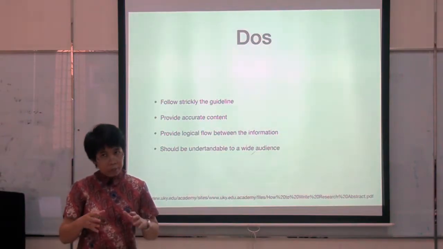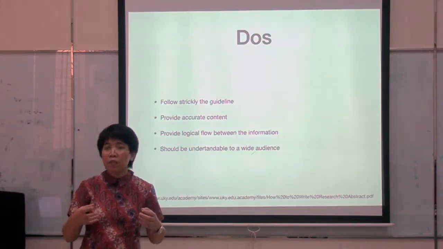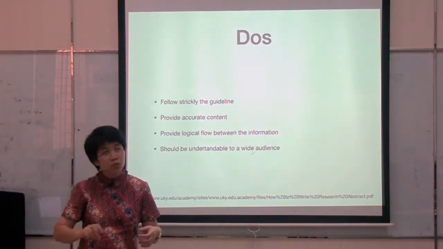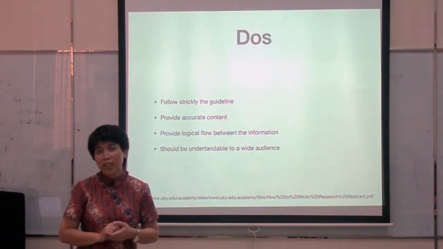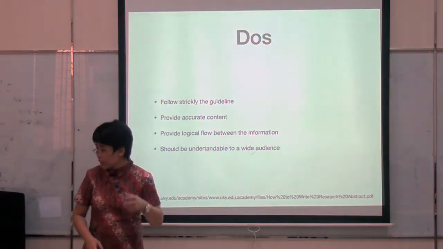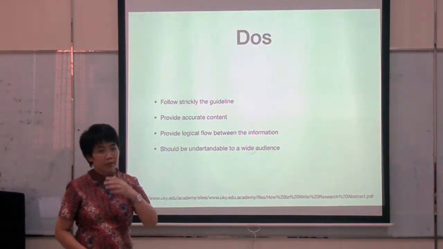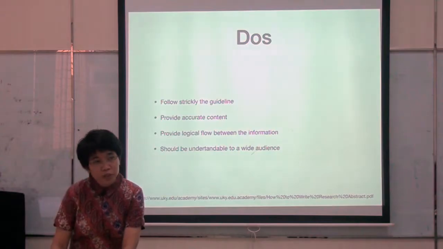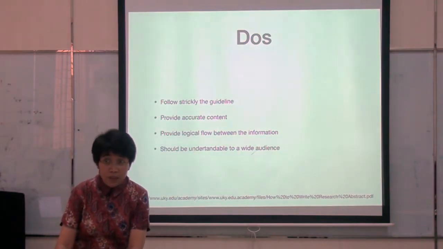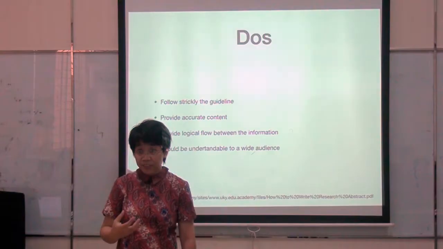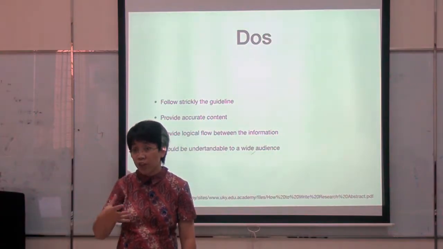Let me illustrate. When you say something about the gap of research in the problem statement in the first part, then your conclusion should relate to that. And the last one, the abstract should be understandable to a wide audience. So again, researching the journal that you target for publication is very important. Who is their audience? Because the way we write will be different from one journal to another, even though we have the same topic.